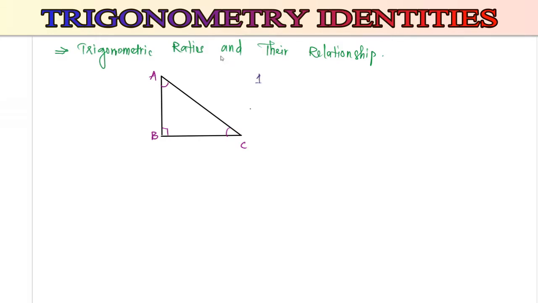The first one, sine theta. Now I am going to consider theta at C. Opposite to the 90 degree angle, we call it the hypotenuse side. And opposite to theta, we call it the opposite side, or you can say the perpendicular side. The leftover side, we call it the base, or you can say the adjacent side also.